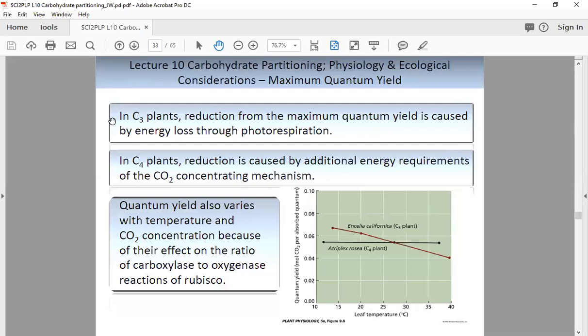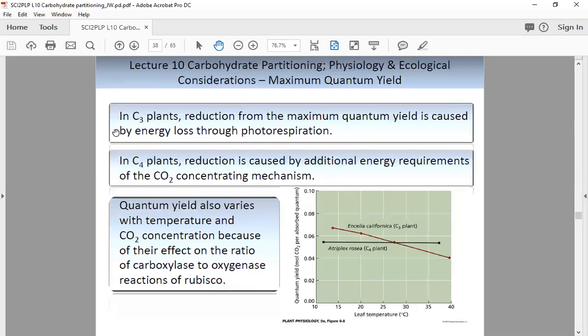So this process of photorespiration is especially problematic in C3 plants, and this is thought to account for this reduction from the maximum quantum yield, because photorespiration actually decreases efficiency significantly in plants.